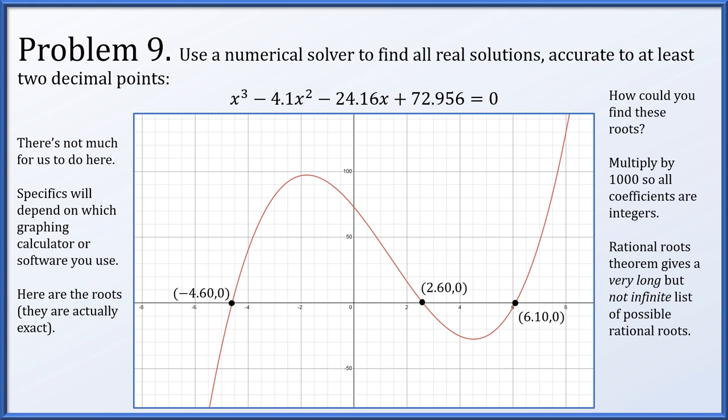So you would get an extremely long list of possible rational numbers, but long is not the same thing as infinite. So with a long list of numbers to check, eventually you would find the rational roots. You'd have to check them all, but it's doable. Here they are as rational numbers, by the way, negative 23 fifths, 13 fifths, and 61 tenths.